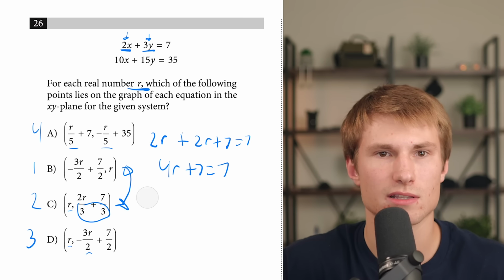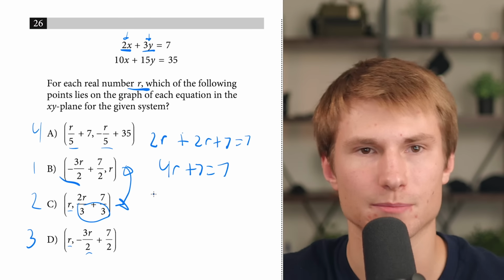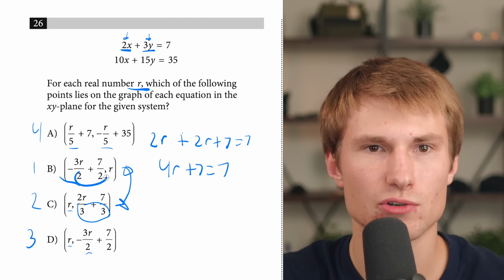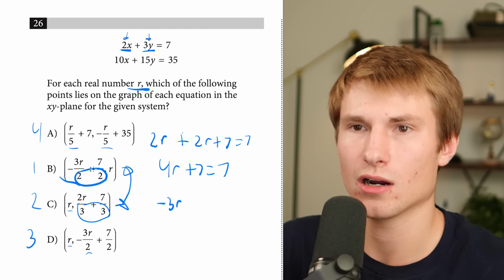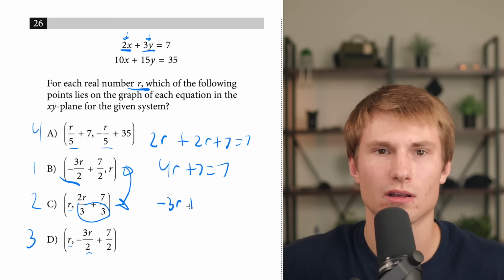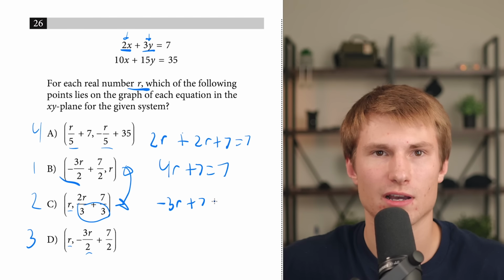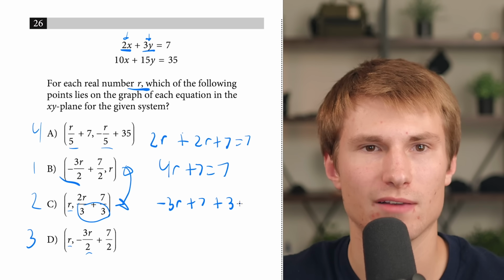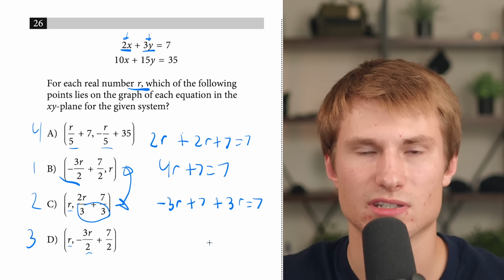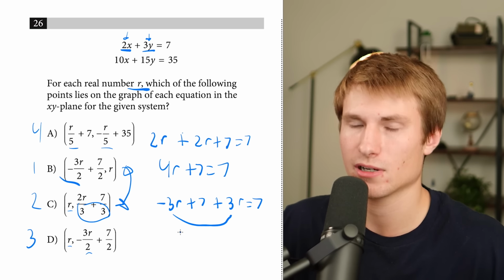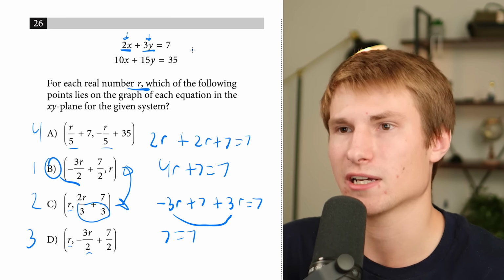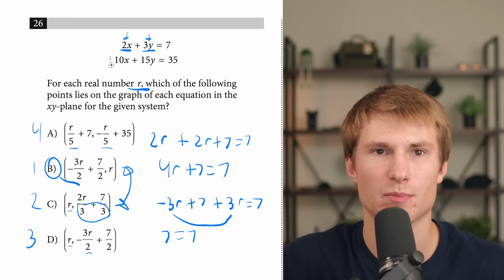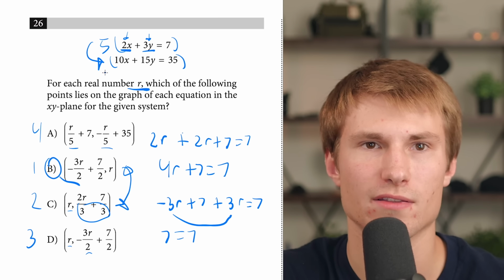So let's go ahead and test this B option right here. Once again, these 2's will cancel out since we have that 2 in front of that x. So that's going to leave us with negative 3r, and I believe that's plus 7. Yeah, plus 7. And then that would be plus 3 times our y value, which is r, is equal to 7. Well, we have negative 3r and 3r, so those will cancel. We'll be left with 7 equals 7. So our answer there would be B. Keep in mind, like I said earlier, that since this bottom equation is just the top equation multiplied by 5, it will also satisfy that right there.